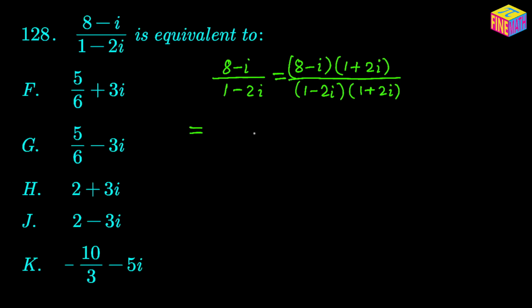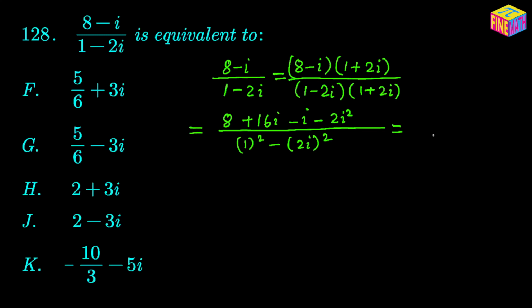So from here this is equal to, in the denominator, 1 squared minus (2i) whole squared, and then in the numerator let's do the multiplication, so that would be 8 + 16i - i - 2i squared. And from here we can say, in the denominator we now have 1 + 4, because i squared is -1, so 1 squared is 1 minus 4 times i squared, which is -1, and in the numerator we have 8 + 15i and -2 times -1, that is i squared.